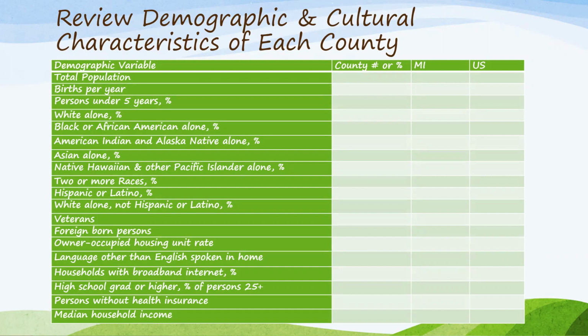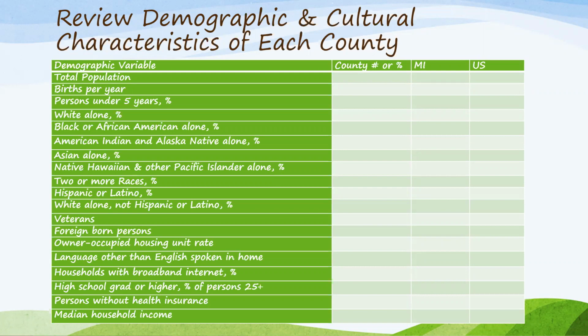You will review total population, births per year, persons under 5 years, white alone, Black or African American alone, American Indian and Alaska Native alone, Asian alone, Native Hawaiian and other Pacific Islander alone, 2 or more races, Hispanic or Latino, white alone, not Hispanic or Latino, veterans, foreign-born persons, owner-occupied housing unit rate, language other than English spoken in home, households with broadband internet, high school grad or higher, percent of persons 25 and over, persons without health insurance, and median household income.